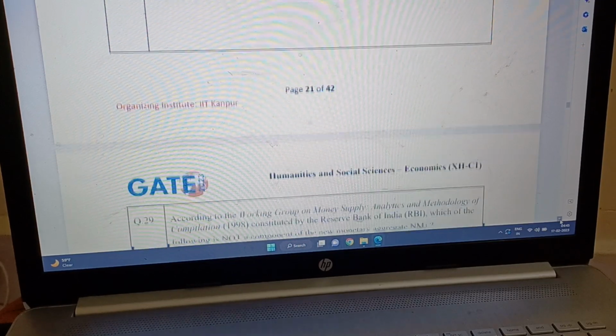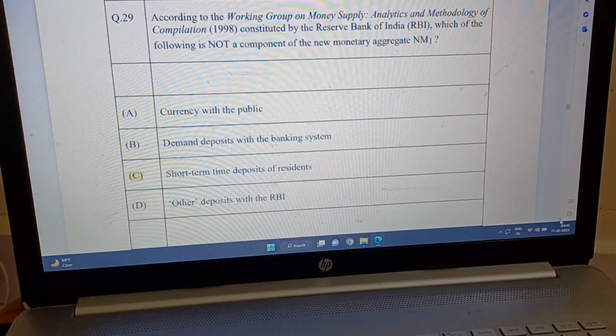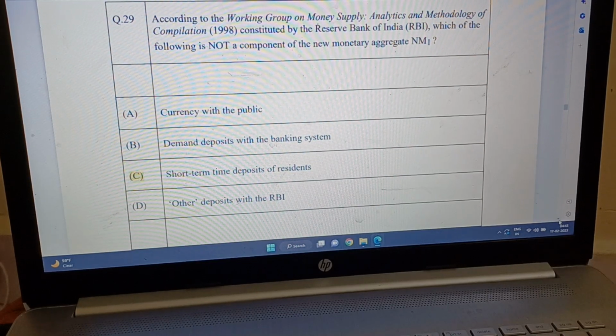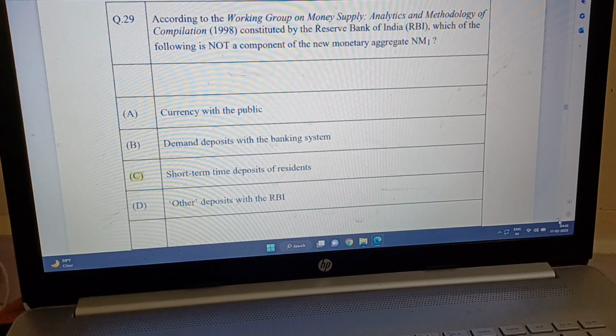it is this one, question number 29. According to Working Group on Money Supply, Analytics and Methodology of Compilation 1998, constituted by the RBI, which of the following is not a component of new monetary aggregate in M1? So it is M1, narrow money.